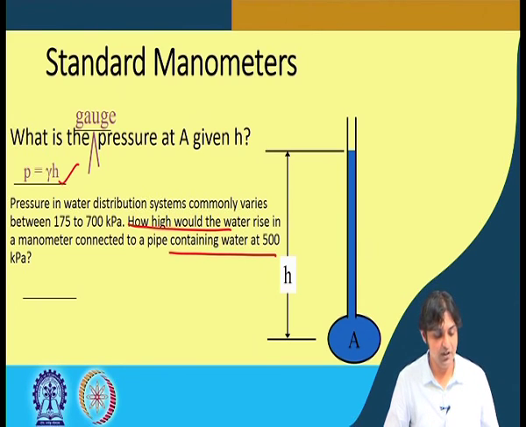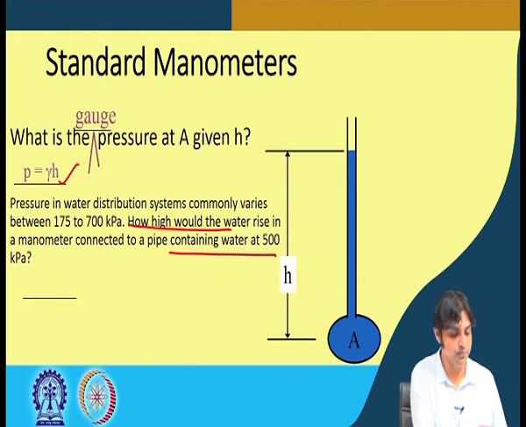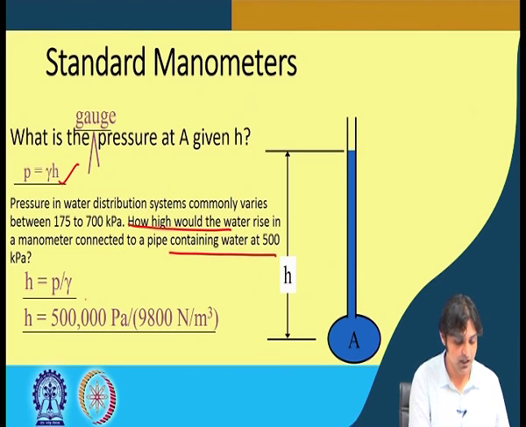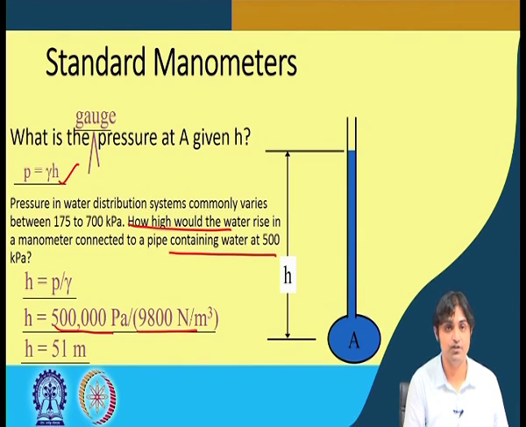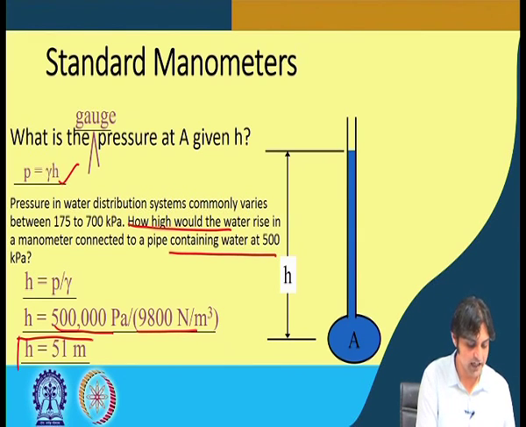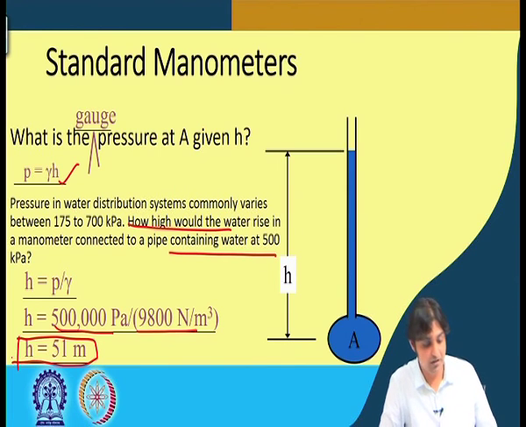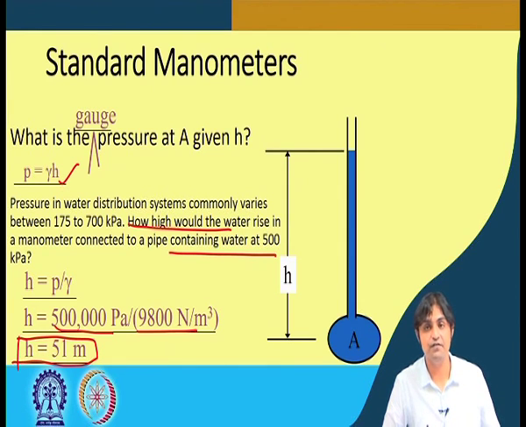We are already told that the pressure in a distribution system varies between 175 to 700. In this example, they have asked us, we choose 500 kilopascal. So very simple equation, we substitute P, pressure is given, gamma we know. So H can be written as P by gamma. P is 500,000 pascal divided by gamma, 9800 Newton per meter cubed. So this will give the height: 51 meters of water will rise in the manometer that has water in it. That is why, see, 51 meter is too high.